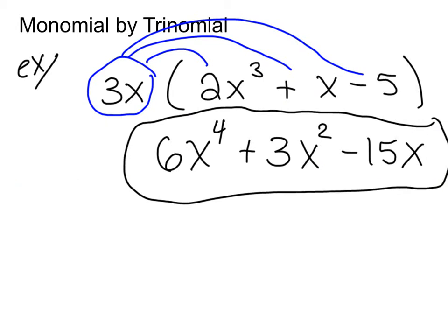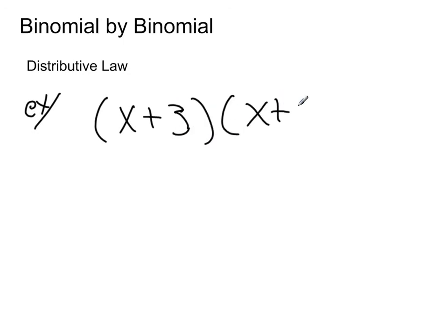Now, multiplying by monomials, all you have to do is remember distributive law. When we change things up and now multiply a binomial by a binomial, we can still use distributive law, but it's going to look a little bit more funky. So, we'll start off nice. Let's say we have x plus 3 times x plus 6.